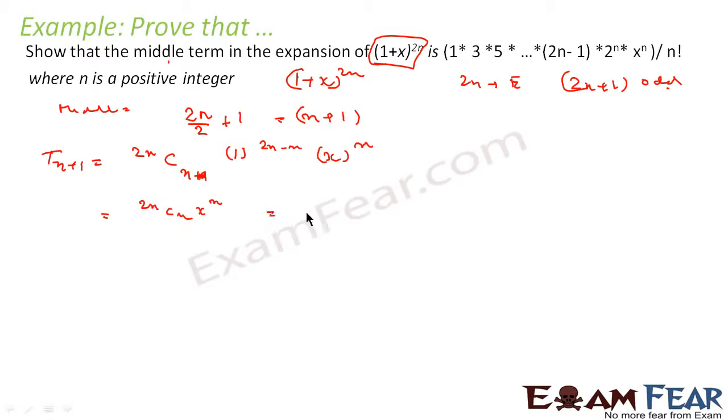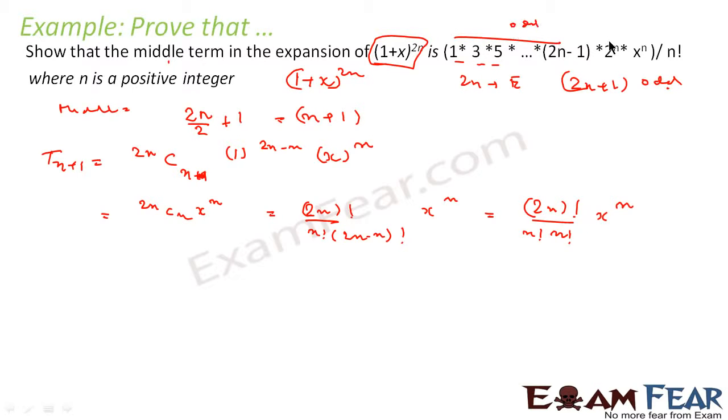That is (2n)! divided by n! divided by (2n minus n)! x^n. This is nothing but (2n)! divided by n! into n! into x^n. Now if you see, what we have to prove is something like this: 1, 3, 5, all odd terms, into 2^n, x^n by n!.